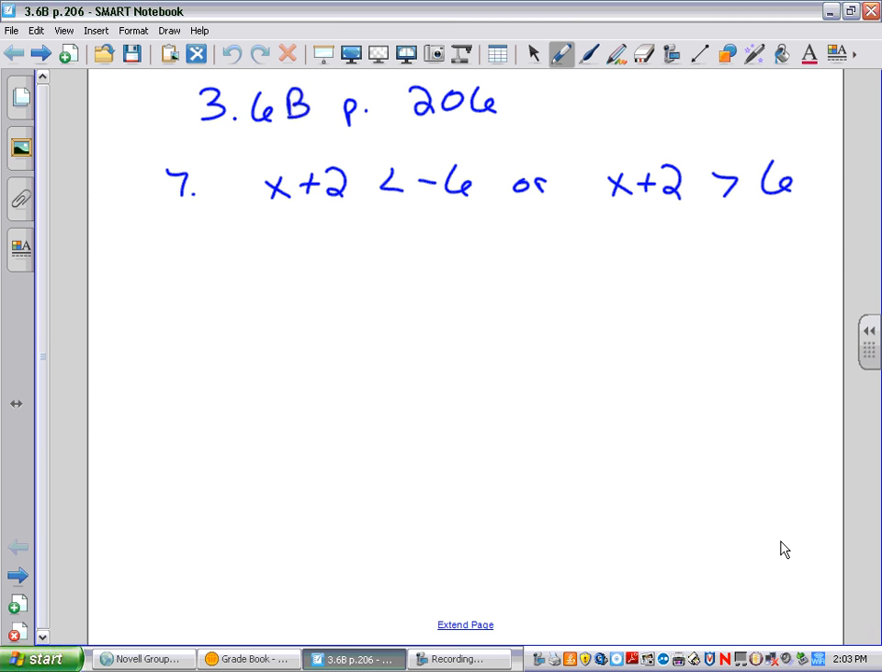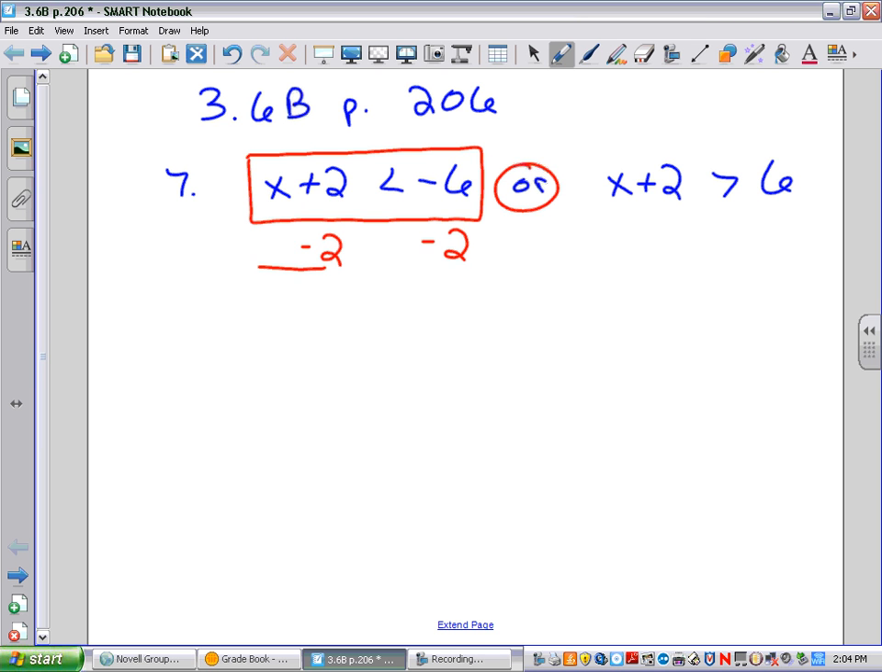Notice the word in the middle. It's or. So really, we have two separate inequalities with or in between them. So what we do is we just solve them separately. You take the first one. Here's the first one. And you solve that simply by subtracting 2 from each side. And that gives you x is less than -8.